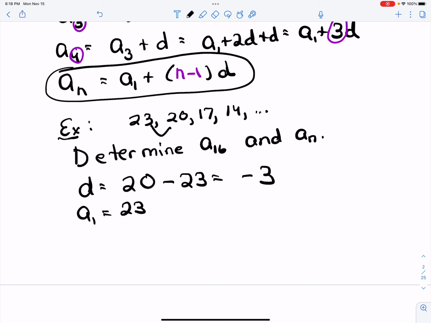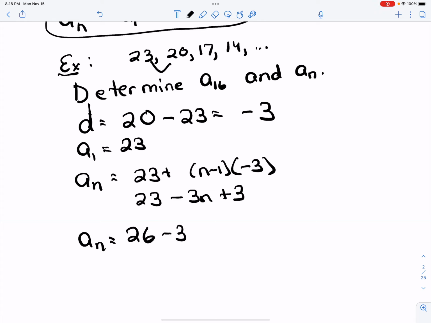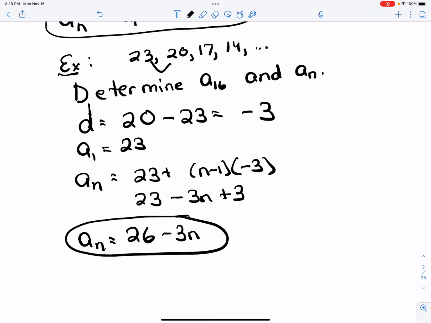So if we want a sub n, we can say, well, that's 23 plus n minus 1 times -3, -3 being d. You should make d a little bigger there, so you know it's not an a. And then you can clean that up a little bit. You can distribute the -3, so you have -3n and plus 3. So you end up with a sub n equals 26 minus 3n. So there's a nice little formula, basically, to find any term in that sequence.